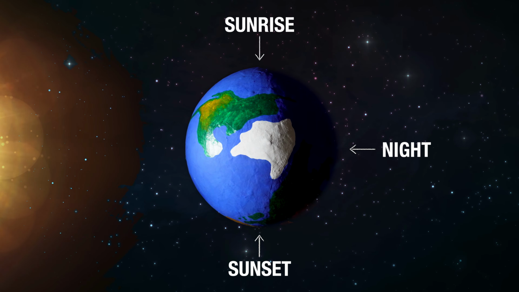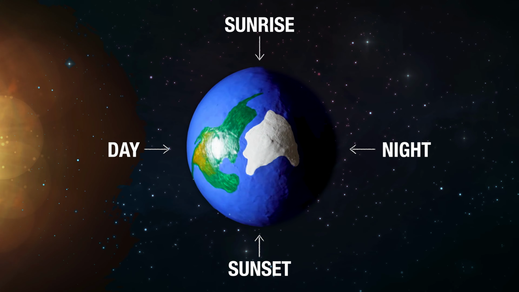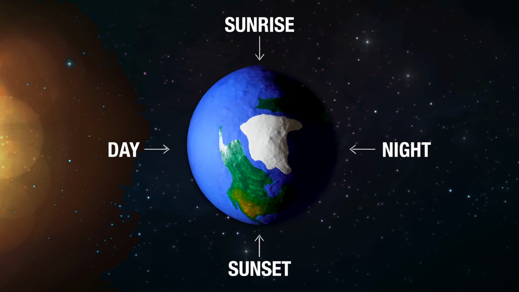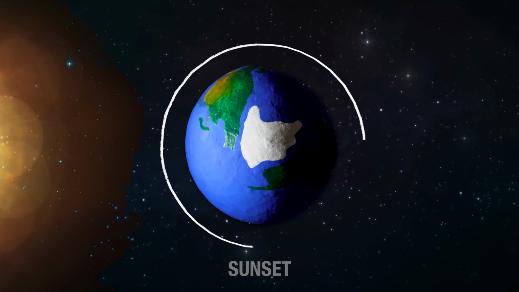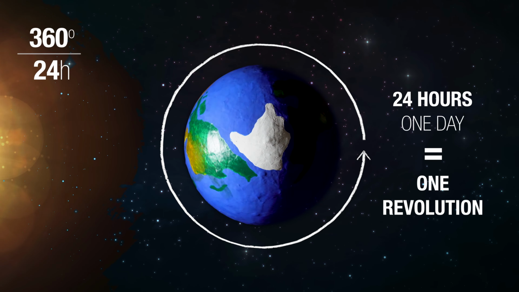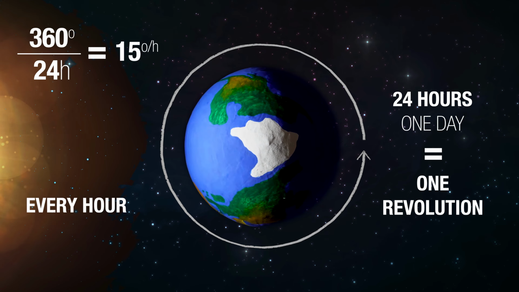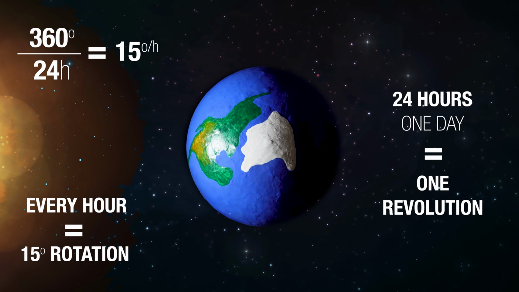But the Earth is not static. It's constantly spinning around itself, counterclockwise. It takes 24 hours for it to complete a full rotation, or 1 day. That means that every hour the Earth has rotated 15 degrees.